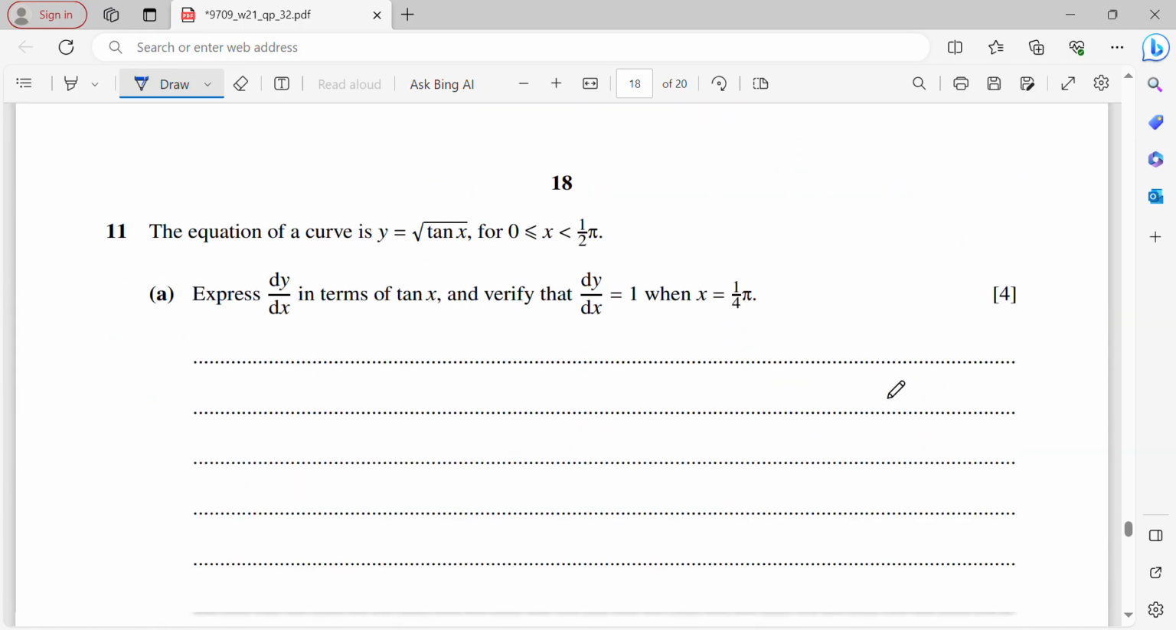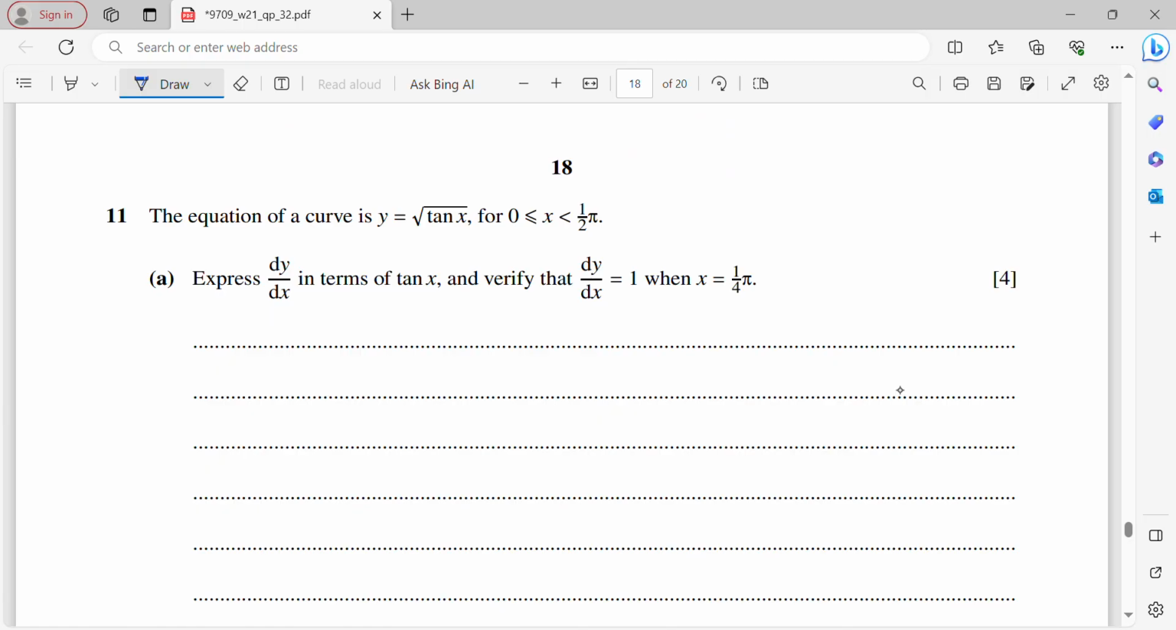So now the next question is question 11. The equation of the curve is y equals square root of tan x, where x is defined from 0 to half pi. Express dy/dx in terms of tan x and verify that dy/dx is 1 when x equals 1/4 pi.